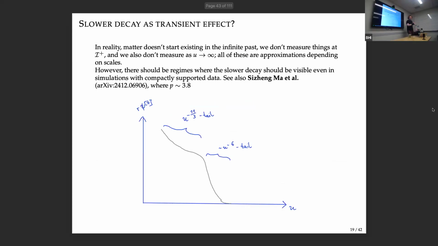Now, going back to your point, I'm well aware that matter doesn't start existing in the infinite past. And also we don't measure things at actual future infinity, we also don't measure things as time tends to infinity. All these are scales that just delicately depend on the precise comparisons between the different scales in the problem that we look at. But I'm claiming that even when you look at, let's say, numerical simulations, where you pose initial data at some finite time with compactly supported gravitational radiation, you should see these slow tails as transient effects.